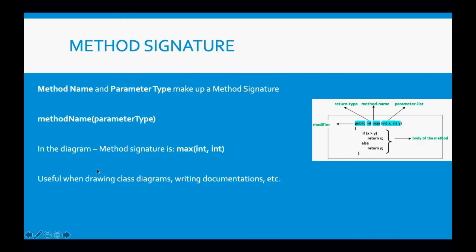The method signature is just how to write your methods when you're maybe drawing your class diagrams or writing documentations or something. So your method signature contains your method name and your parameter type. So in this example that I've been talking about, the method signature will be max, then int. If you have another method called, let's say, say hello, and it needs to take in a string, it can be say hello in brackets string. So like I said, it's useful when drawing class diagrams, writing documentations, etc.